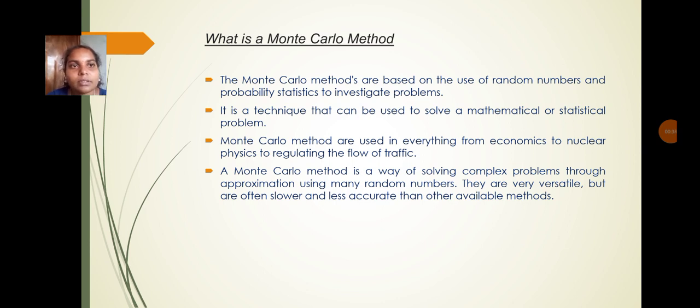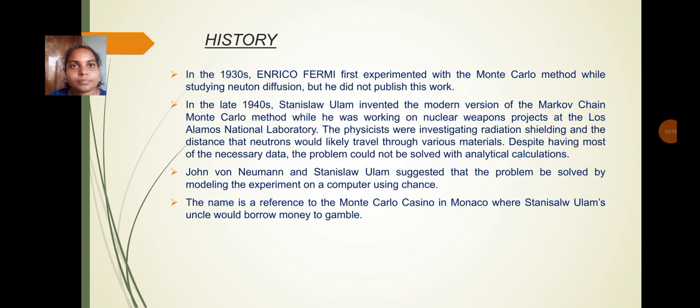They are used everywhere from economics to nuclear physics to regulating the flow of traffic. A Monte Carlo method is a way of solving complex problems through approximation using many random numbers. They are very versatile but are often slow and less accurate than any other available methods.